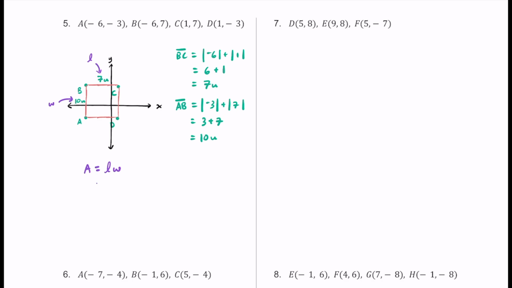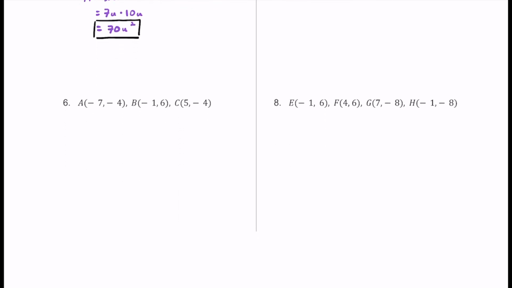Okay, so the length here is going to be 7 units. Let's substitute that in. And then the width is going to be 10 units. We can substitute that in. Now 7 times 10 is 70, and then units times units is square units. So we can go ahead and say we know the area for this rectangle is 70 square units. All right, for number 6, looks like we have a triangle, right?